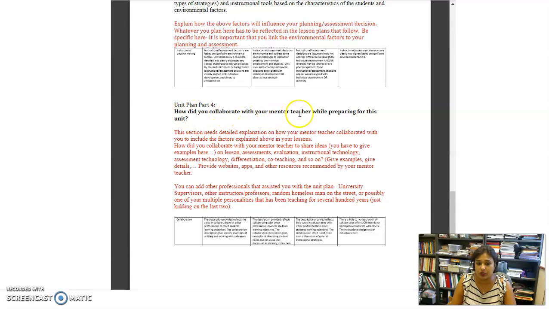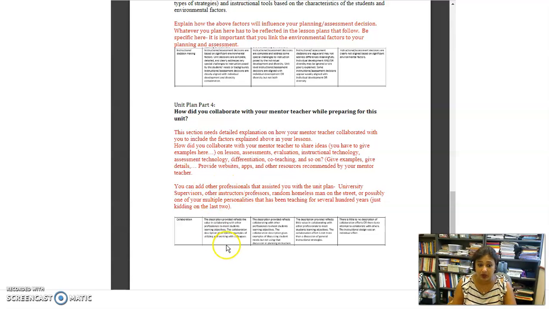And then the last question that you're going to answer for your part 1 is, how did you collaborate with your mentor teacher while preparing for this unit? So in this collaboration, give specific examples. She provided you with resources. She provided you with specific strategies to deal with students in the lessons. She provided you feedback, assessment, technology, differentiation. Was there any co-teaching? Websites, apps. You have to be specific. You cannot just say my mentor teacher helped me a lot.